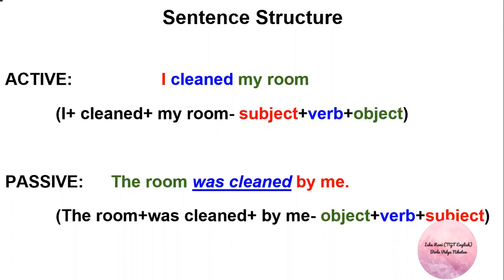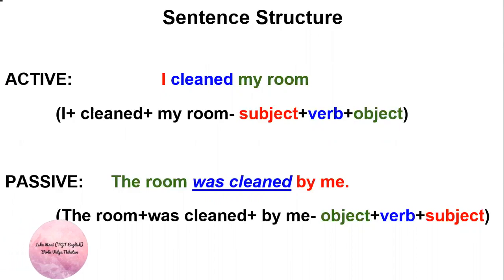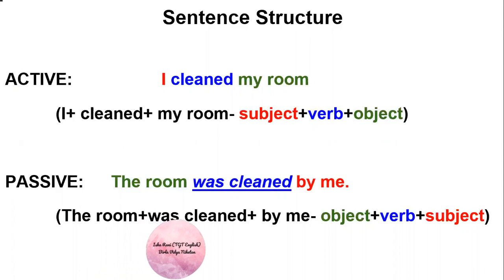And what all do we do to change active voice to passive voice? Look at the screen. The object is made subject. They switch positions. Your verb becomes passive. For example, cleaned became was cleaned, and the past participle or third form of the verb is used in passive voice. We also add by before the passive subject, which is now the object in the passive voice sentence.